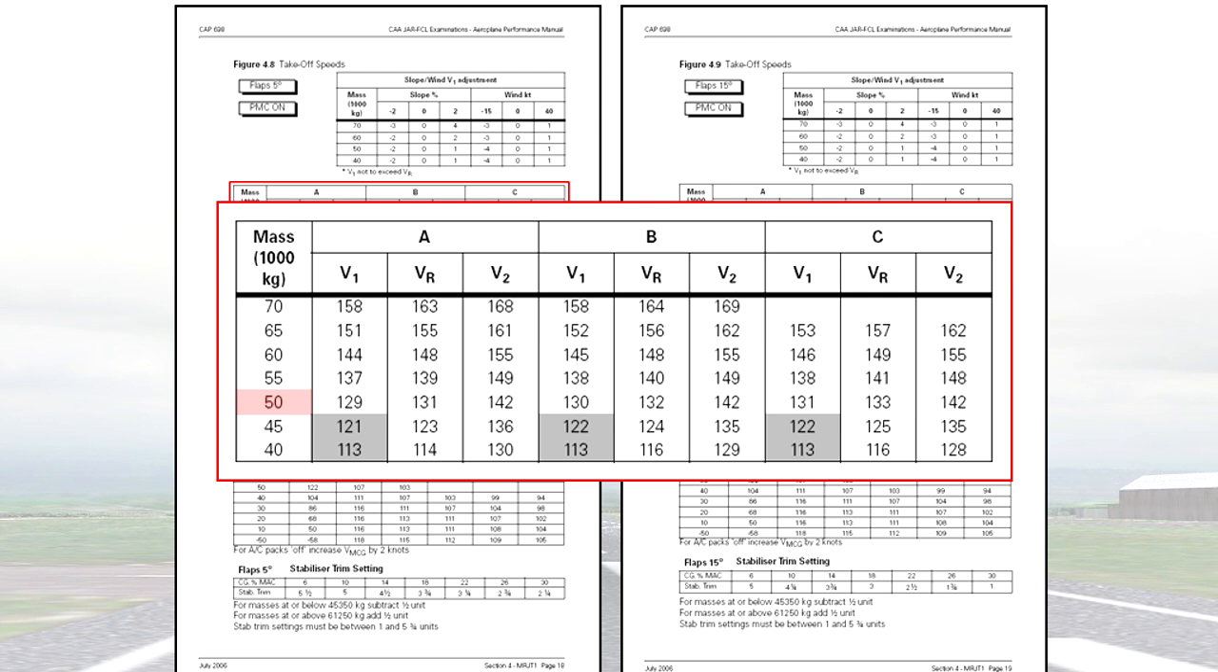For example, let's look at what aeroplane mass does to VR. If the aeroplane mass was 50,000 kilograms, VR would be 131 knots under density column A. But if the mass was increased to 65,000 kilograms, then VR would increase to 155 knots. Therefore, increasing mass increases VR.